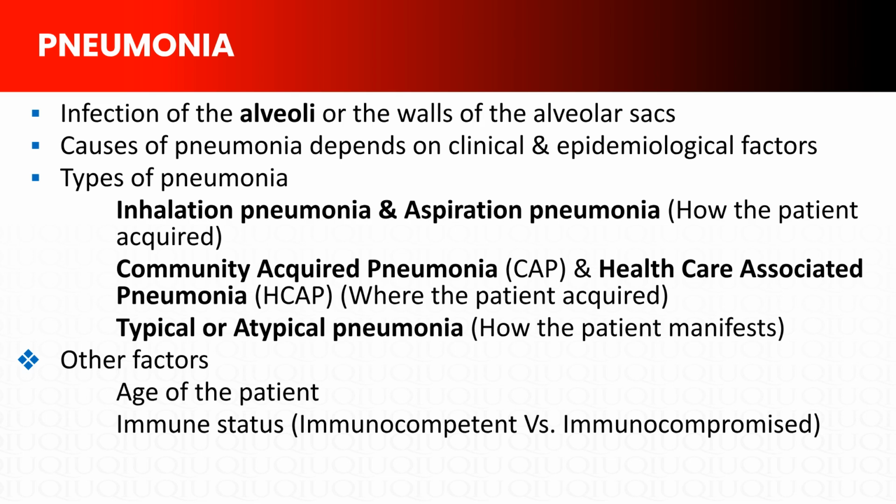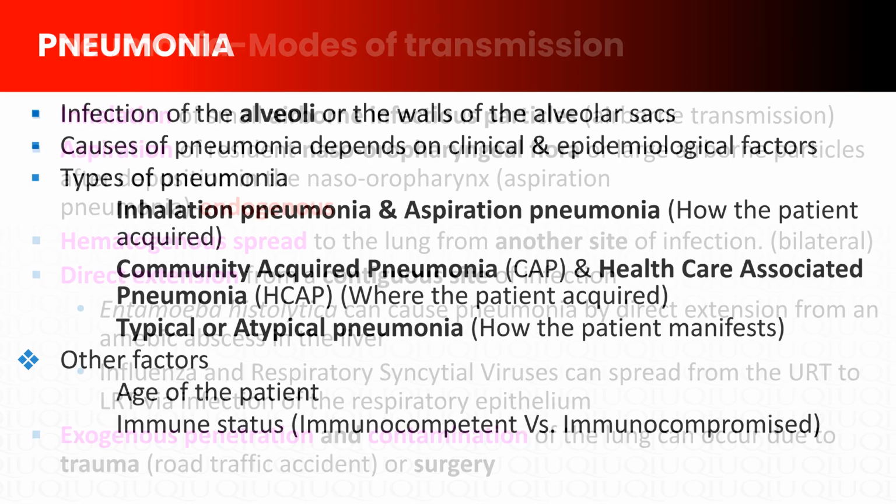Classification by presentation. Typical pneumonia presents with sudden fever, productive cough, and lobar consolidation. Atypical pneumonia has gradual onset, dry cough, and patchy infiltrates. Other factors affecting causative organisms include patient age and immune status. Either immunocompetent or immunocompromised patients have different pathogens.